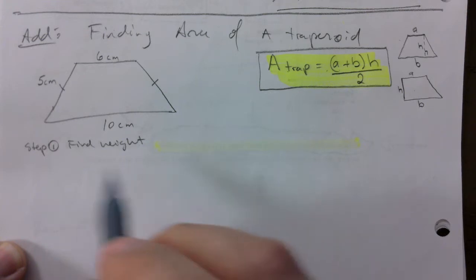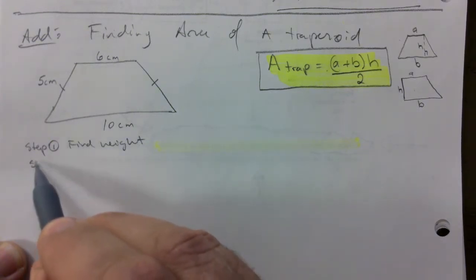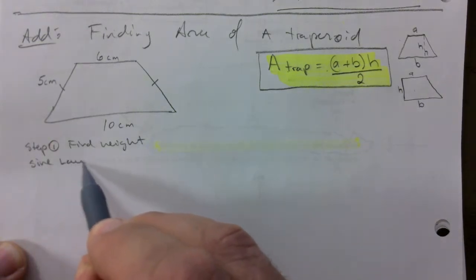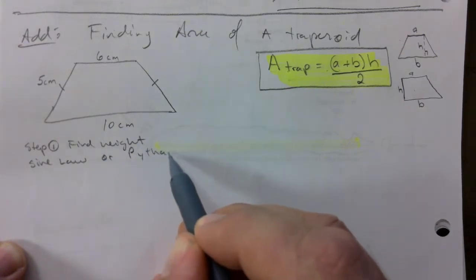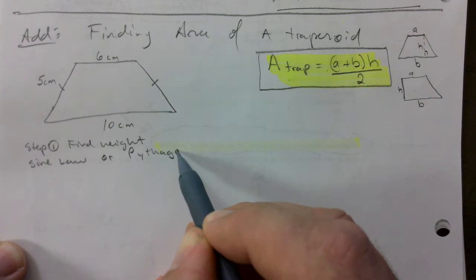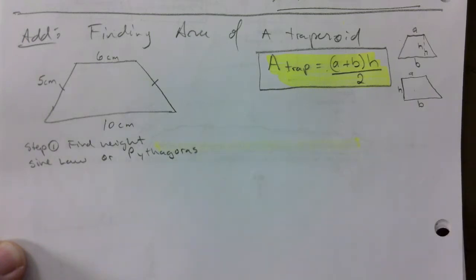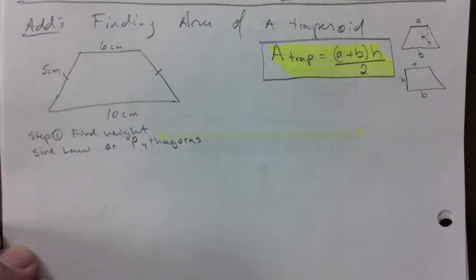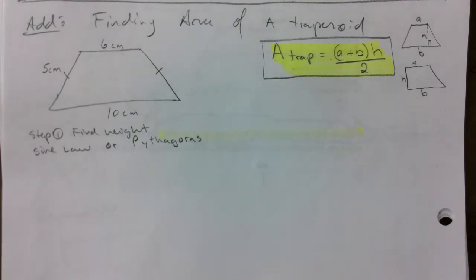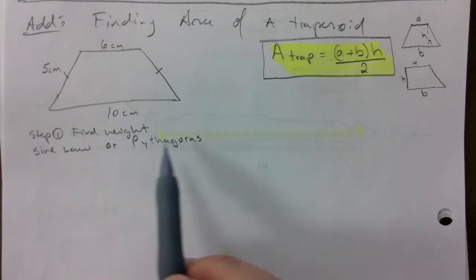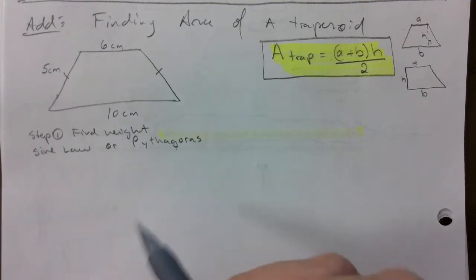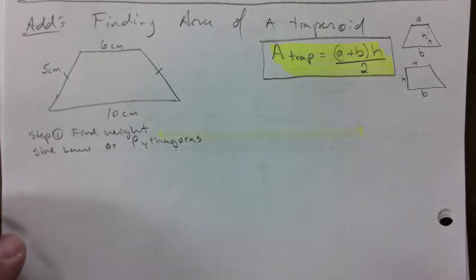To find the height, you could use sine law or Pythagorean theorem. I'm just going to write down Pythagoras. It's actually Pythagorean theorem, but I'm going to write Pythagoras. So whatever the scenario, if you have an angle, you can use sine law. If you don't have an angle, you need to use Pythagorean theorem. I'm going to use Pythagorean theorem in this particular case.